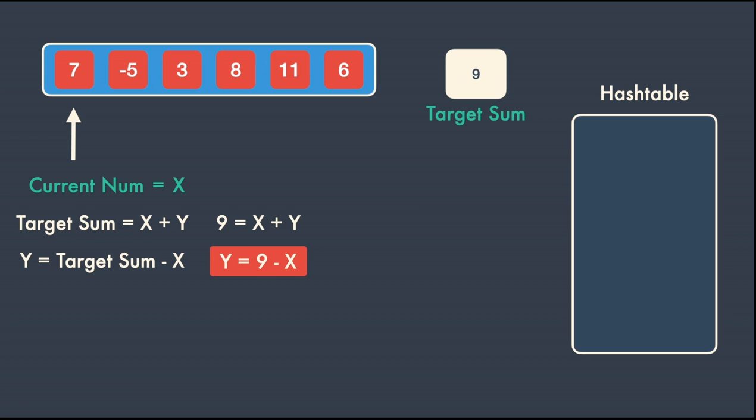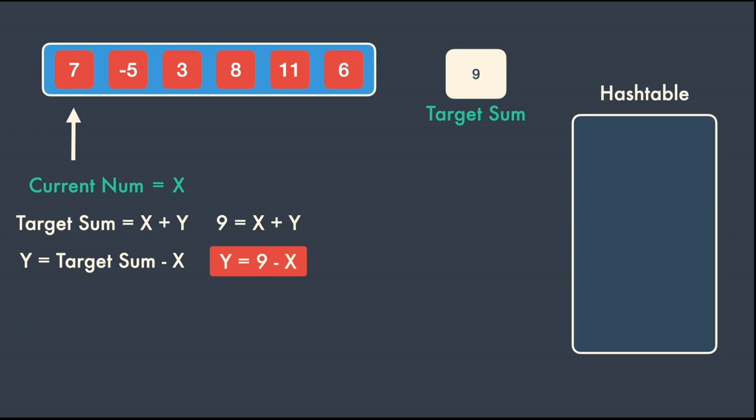And then we say if y is in our hash table, and we can do that in constant time, accessing y in the hash table. If it is in the hash table, then we just return x and y. Otherwise we keep traversing the array and we make sure to store x in the hash table. Okay, let's apply this on the given array and see how this is going to look.